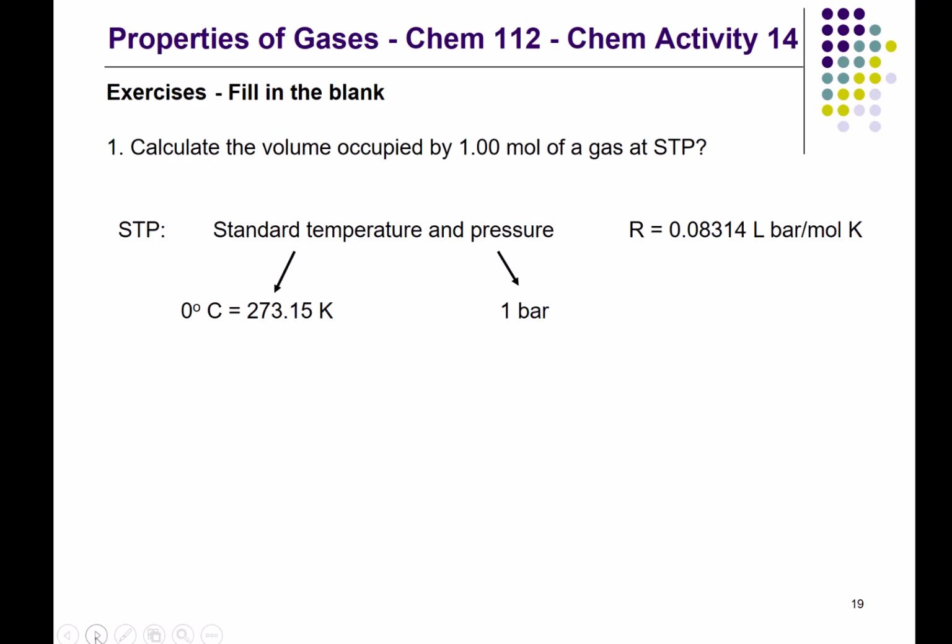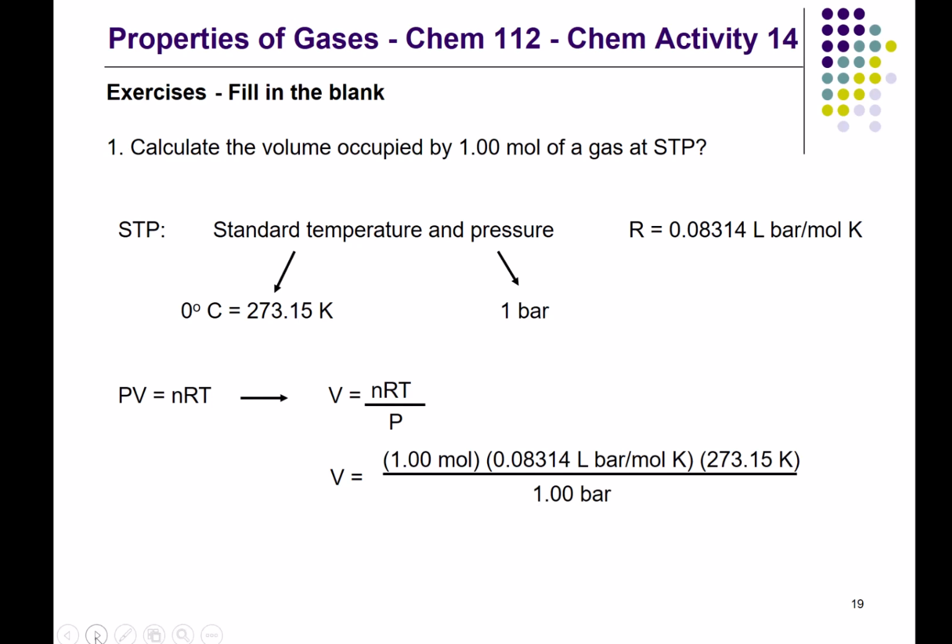This is a very simple problem. You just grab your equation. I really encourage you to rearrange the equation to solve for the unknown parameter first. So we're going to solve for volume. So volume is equal to nRT over P. And then it's just a matter of plugging in those values. So this is why I say this is kind of a fill in the blank kind of problem.